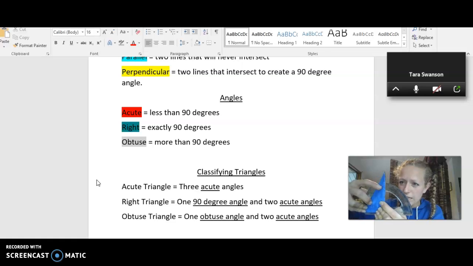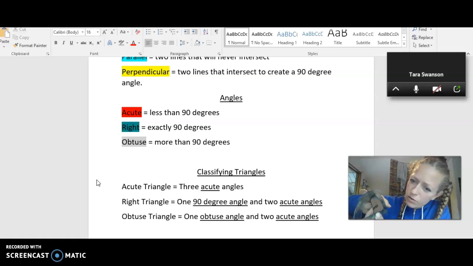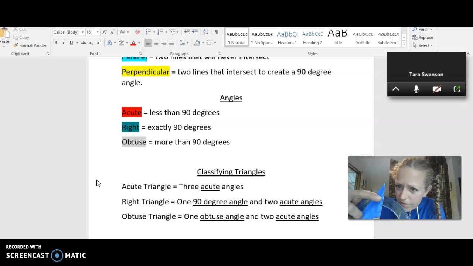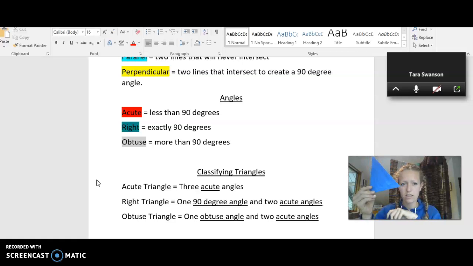So looking at this, I am right at about 105 degrees, between 100 and 110. So it's greater than 90 degrees. That means we have what kind of triangle? An obtuse triangle. Awesome. Okay, I'm going to put it over here. And I have one more triangle to test.